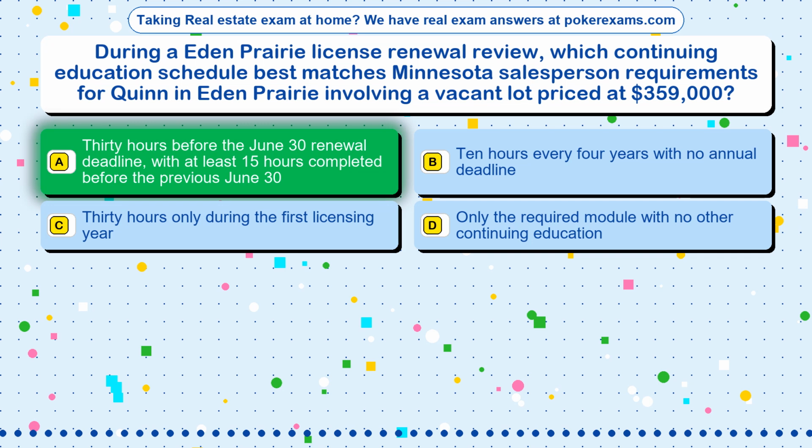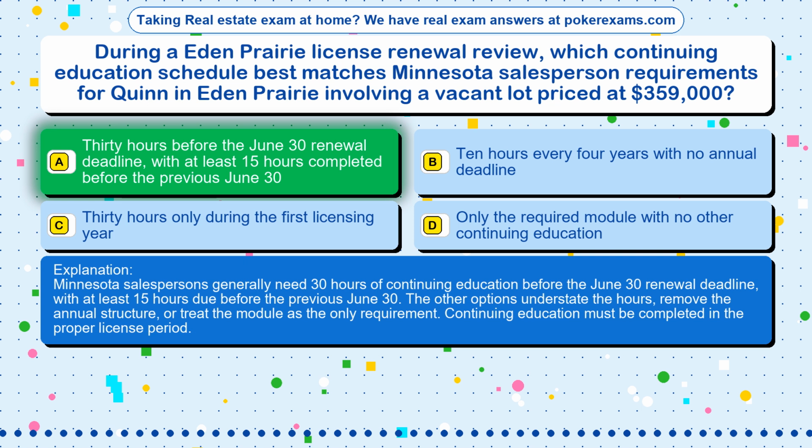The correct answer is option A, 30 hours before the June 30th renewal deadline, with at least 15 hours completed before the previous June 30th. Minnesota salespersons generally need 30 hours of continuing education before the June 30th renewal deadline, with at least 15 hours due before the previous June 30th. The other options understate the hours, remove the annual structure, or treat the module as the only requirement. Continuing education must be completed in the proper license period.